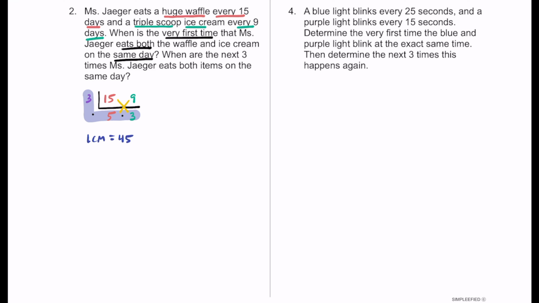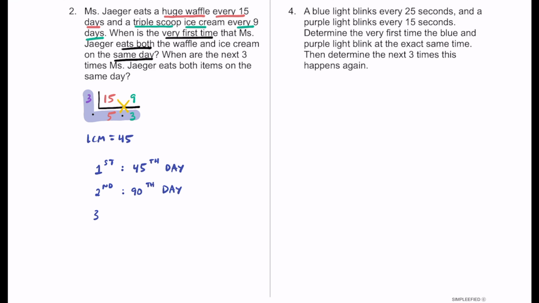So I'm going to write the first time. The very first time Miss Jager eats both things is going to be the 45th day, right? And then for the second time this happens, that's going to be 45 days later, which is on the 90th day.